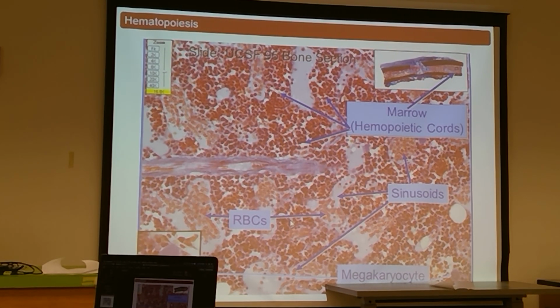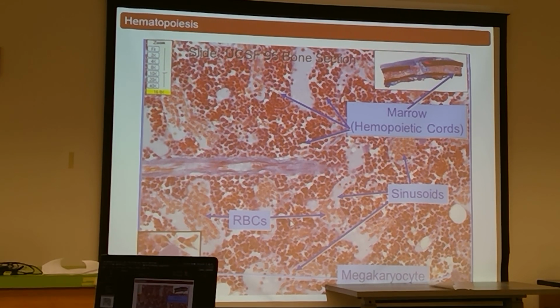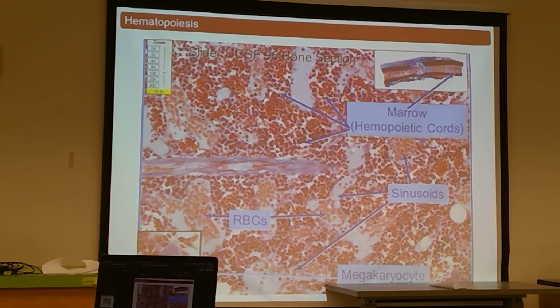Where we find this stuff is in the red bone marrow. So we find that in between the spongy bone. That's what this is trying to show. We have the compact bone on the edges, spongy bone inside, and they're just taking a little chunk from the spongy bone and zooming in on the bone marrow between the trabeculae.